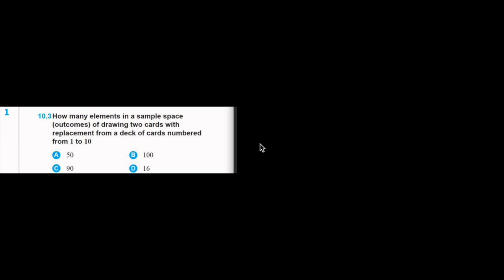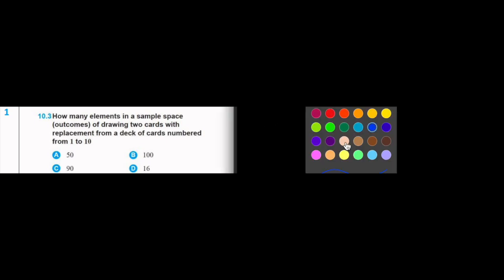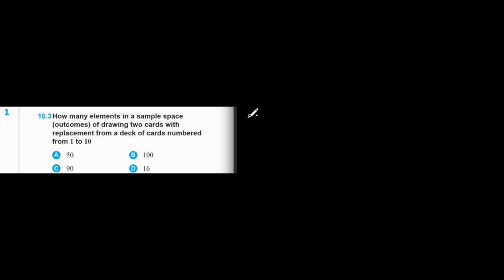How many elements are in a sample space of the outcomes of drawing 2 cards with replacement from a deck of cards numbered from 1 to 10? As you know, the number of the first possible outcomes is 10. So the first one will be 10, and also the second one will be 10.